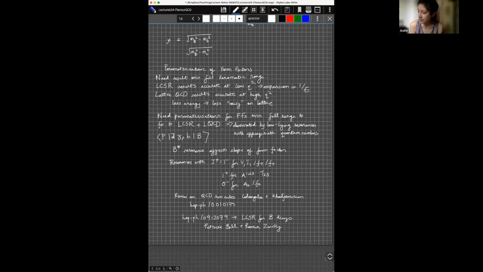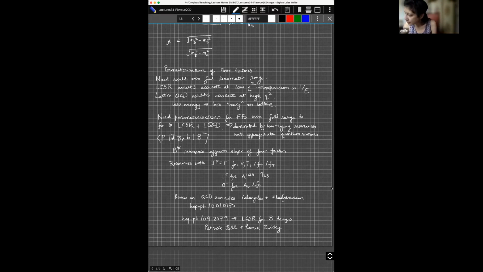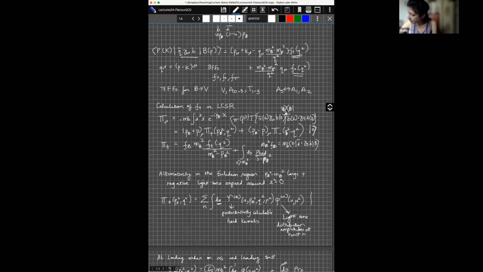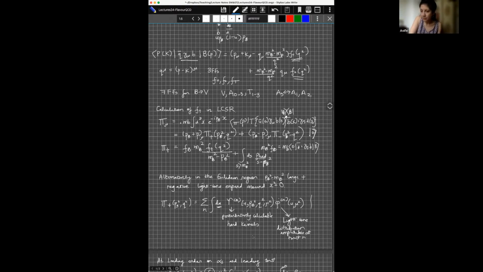Okay, and then the other question was about the validity of the LCS, the expansion about the light cone. So as I said, there's two conditions for the light cone expansion to be applicable. One is that, as it says here, PB squared minus MB squared should be large and negative. And the other is that MB squared minus Q squared is large and negative. And because MB squared minus Q squared should be larger than lambda QCD times MB.